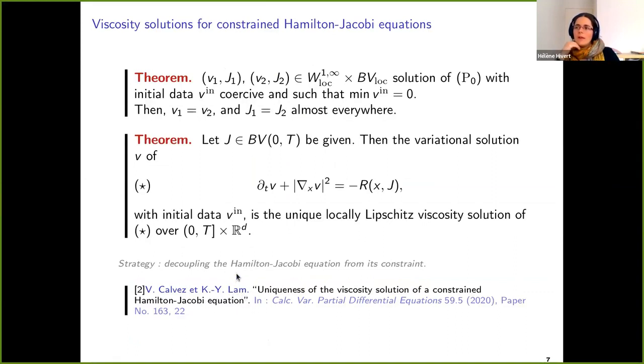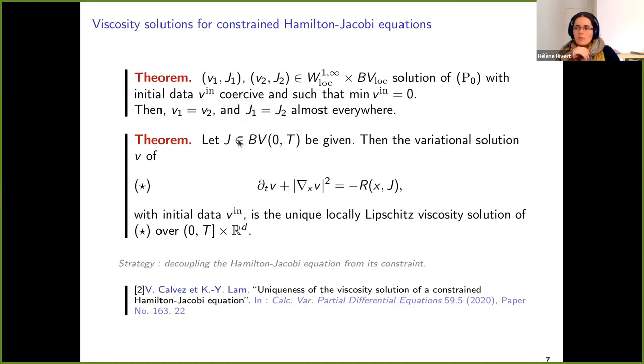and Matthew and Lam. And the uniqueness is composed of two theorems, meaning that if you consider the previous problem P naught with two solutions, so the solution V is Lipschitz, and the solution J is BV. There are two solutions with the same initial data, then they are equal. So for V, since they are continuous, they are equal everywhere. For J, they are only in BV, so they are equal almost everywhere.